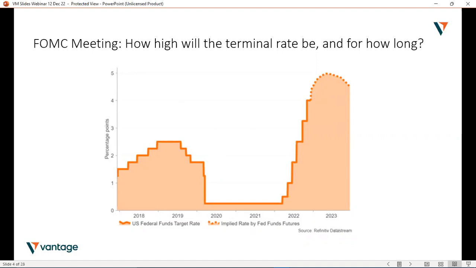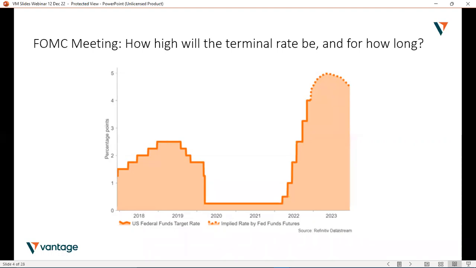Chair Powell will probably be quizzed in the press conference on how long the Fed intends to hold rates at terminal. While he probably won't get drawn into offering any precise guidance, he has said himself quite recently that rates will have to be held at terminal for some time. And that's a line being echoed by many other Fed officials too.